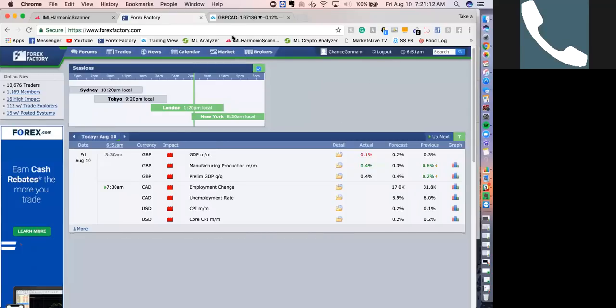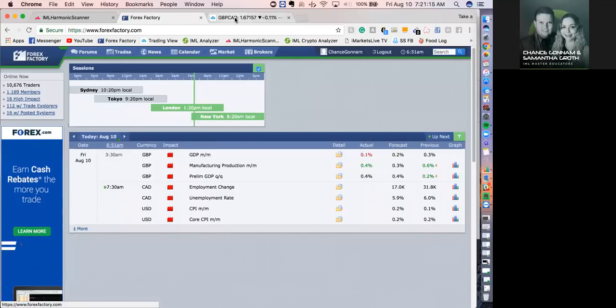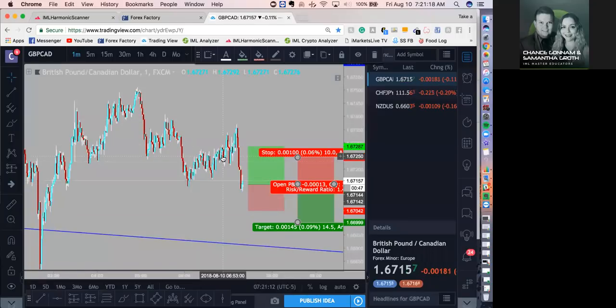Some of you guys were on last week. We traded NFP. We caught some pips together for that. But this week, we're trading the Canadian. So we're going to be trading GBP CAD, the pair of choice today.